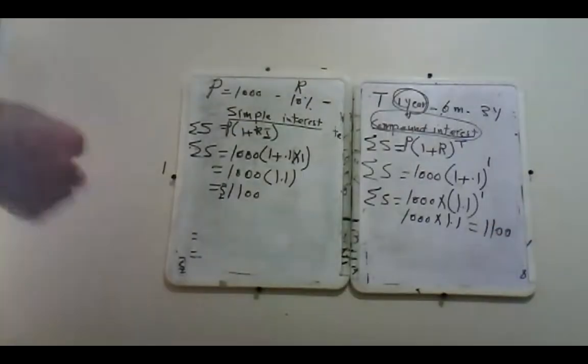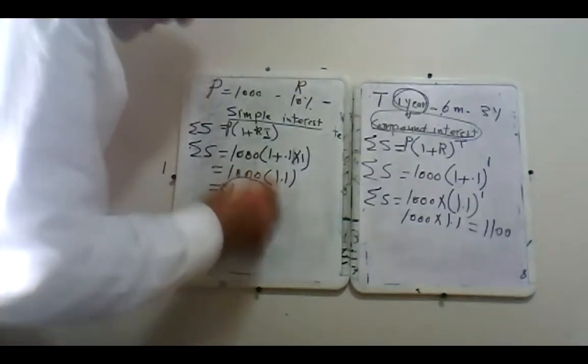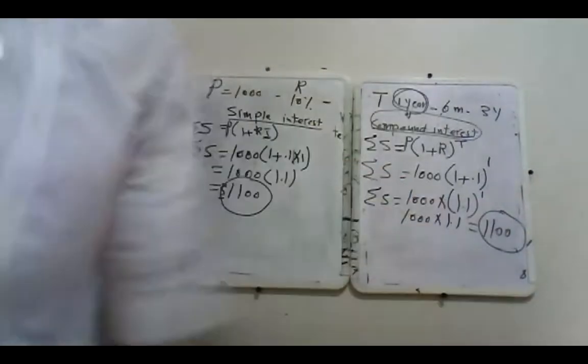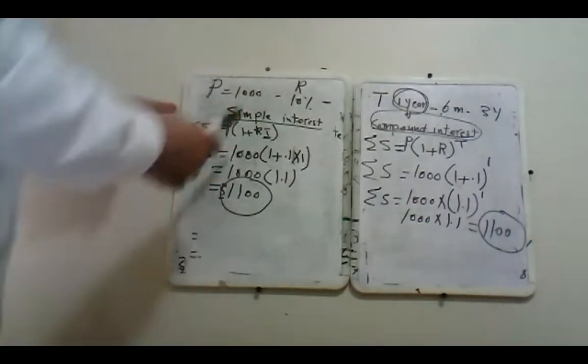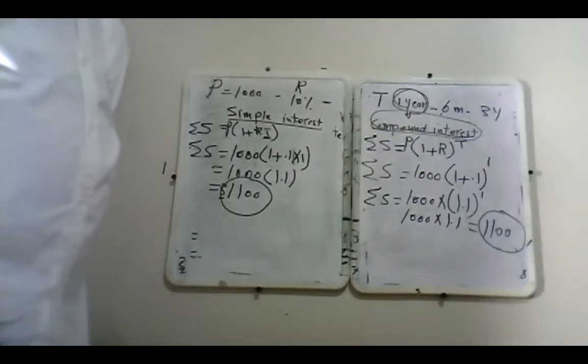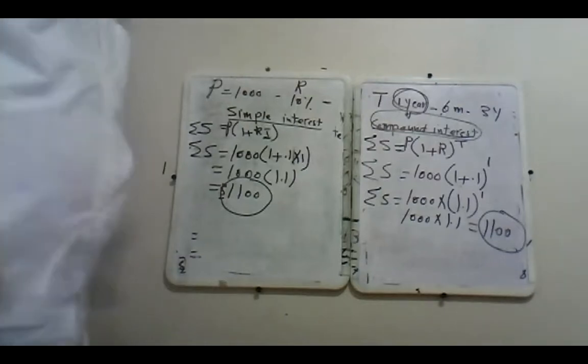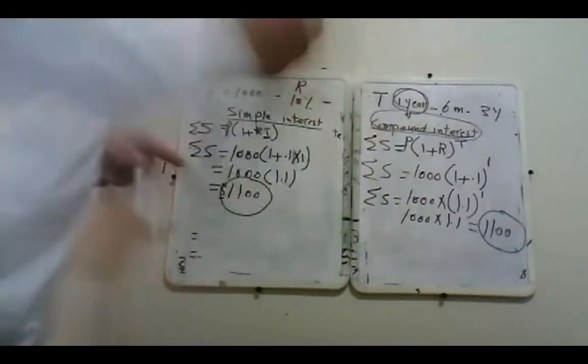That will equal $1,100. So that means, look at this. For the compound interest, it's $1,100. For the simple interest, 1,100. We have the same results in both of them. That means for 1 year, the simple interest will equal the compound interest. Both of them will be the same if I deposit the amount of money for 1 year.